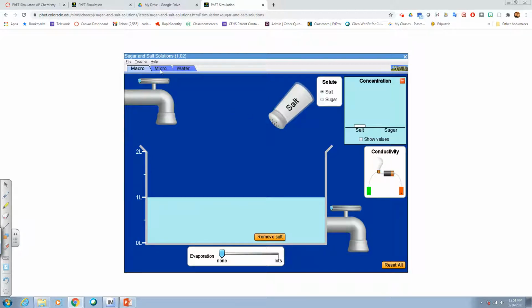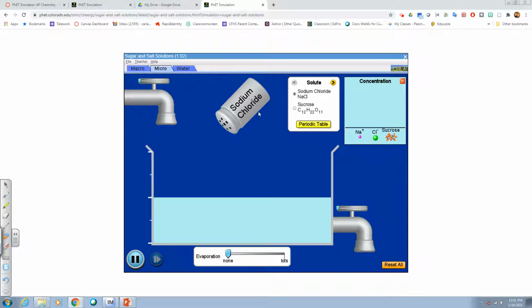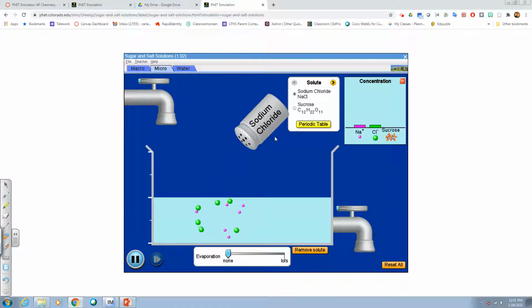Well, what does it look like on the microscopic level? Let's take a look here at the sodium chloride. Microscopically, if you were to look at the action taking place as the salt dissolves, you see the sodium ions and the chloride ions being ripped apart by the water molecules. And that's because sodium chloride is a soluble salt. In this lesson, we are going to be looking at the soluble salts. Now, if you have an insoluble salt, it would not be pulled apart the way that you see here.